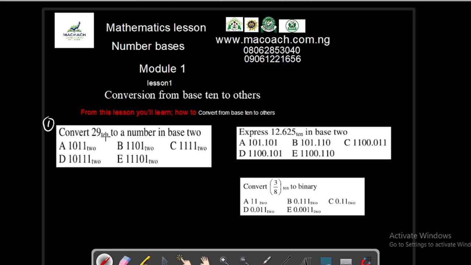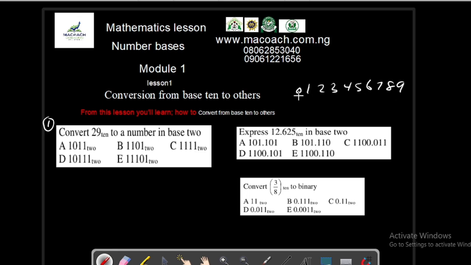What is the last number, the highest number you can find in base 10? It is 9. There's no number you can find that is more than 9. The digits you can find under base 10 are 0, 1, 2, 3, 4, 5, 6, 7, 8, 9. That is the highest digit you can find in our daily life.